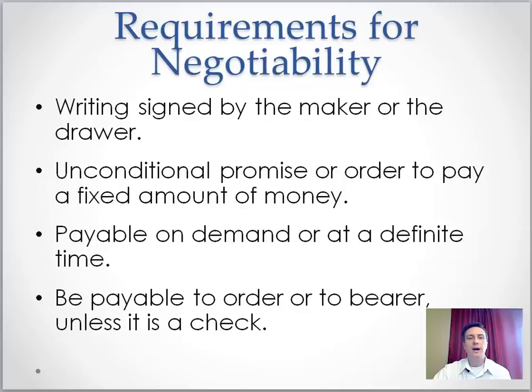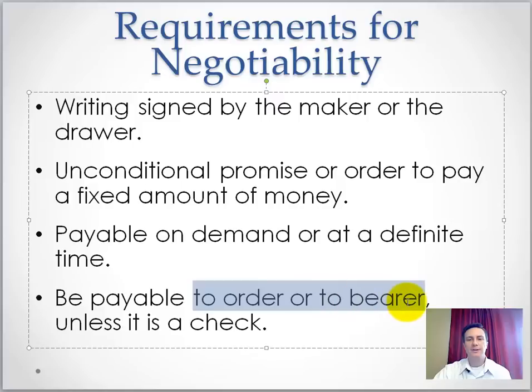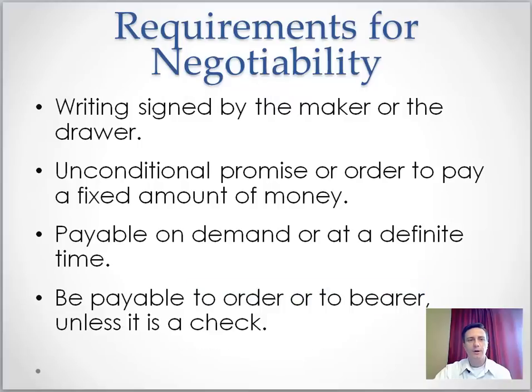It must contain an unconditional promise or order to pay a fixed amount of money. It can be payable on demand or at a definite time, so we have to know when it's due. And it must be payable to order or to bearer, unless it is a check. All right. So it has to have the magic language, pay to the order of. All right. So those are the 4 requirements. Has to be in writing, signed by the drawer, unconditional promise or order to pay, payable on demand or at a definite time, and payable to order or to bearer.